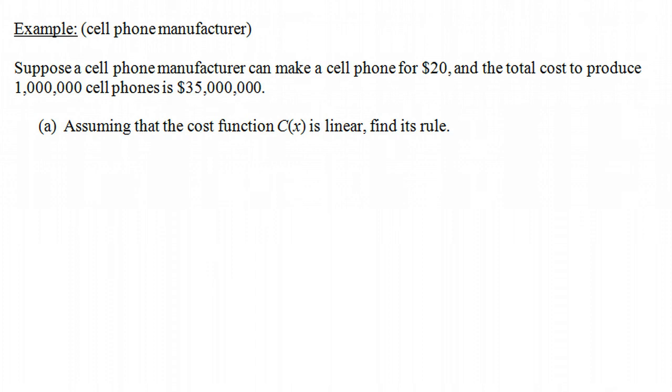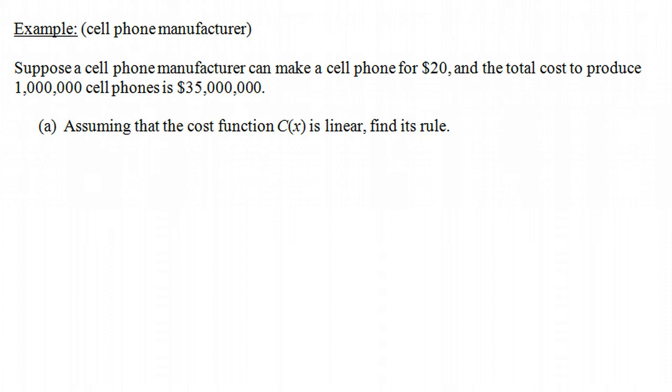Now that might seem a little bit strange because you would think that if it costs $20 to make a cell phone, and you make 1,000,000 of them, it would cost $20 million to make those cell phones, but it says that the total cost is $35 million. So what's going on? Well, the total costs include not only the cost per cell phone, but also these fixed costs, things like real estate taxes and so forth.